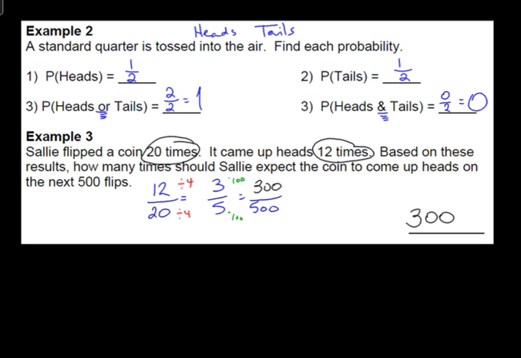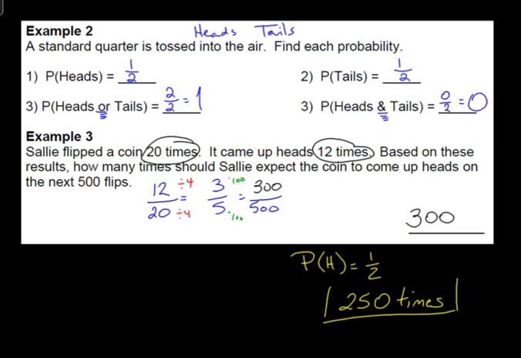Now if I just looked at the probability, I would expect the probability of landing on heads to be 1/2, which would be 250 times. This is what should happen, or our theoretical probability. This is what's based on the experiment. This is my experiment. This one is for theoretical, what should happen.